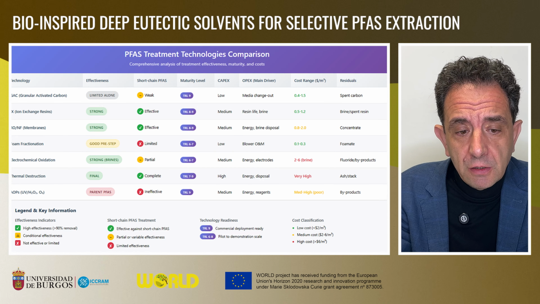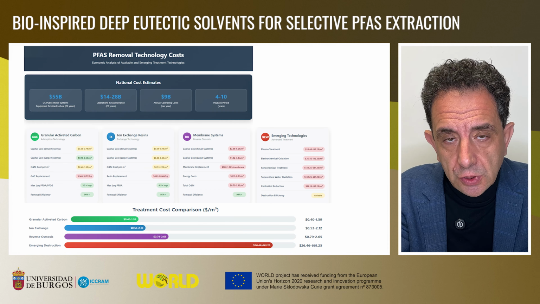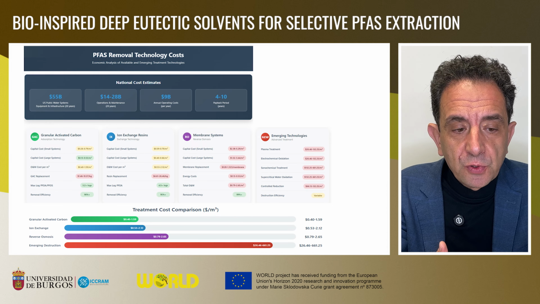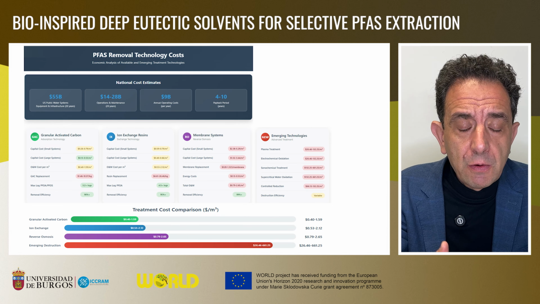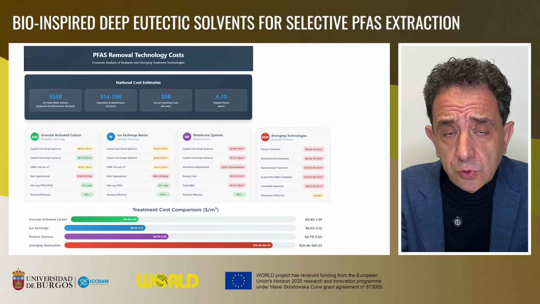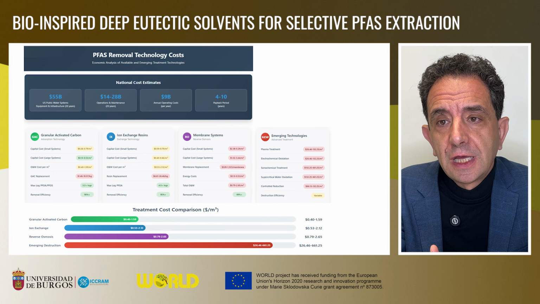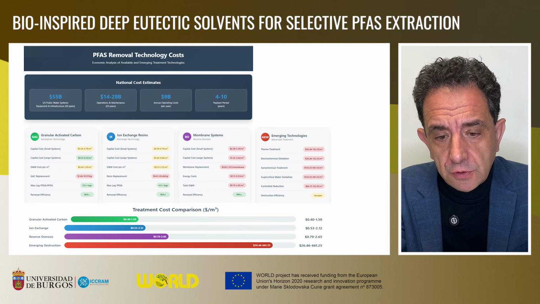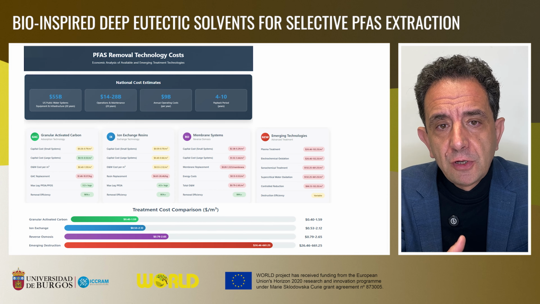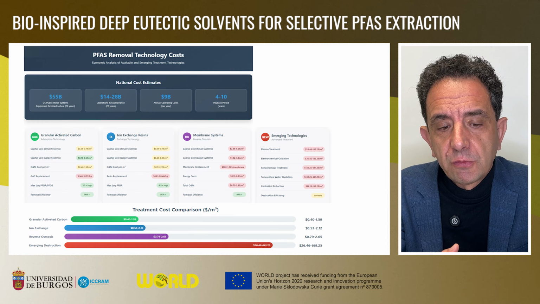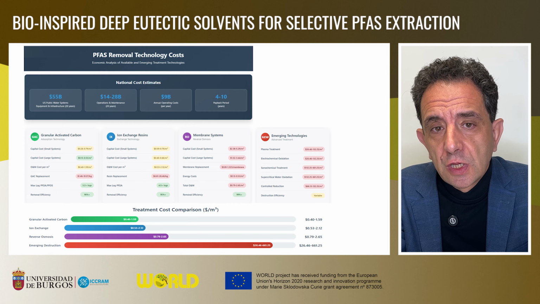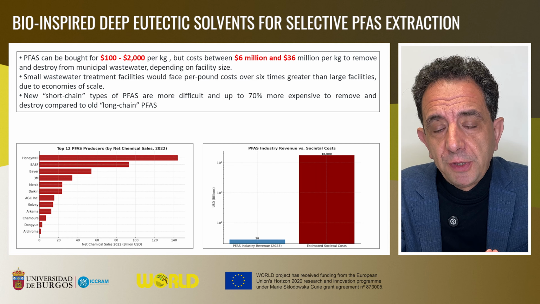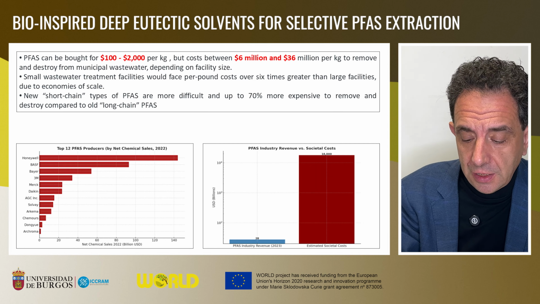The main problem of these technologies is the cost. We must have in mind that a kilogram of PFAS, when it is produced in a factory, may cost between 100 and 2,000 euros or dollars. But removing that kilogram from polluted water may cost several millions of dollars. So the main problem for developing this technology is the cost of the removal technologies, because the removal limits are very, very low. We have to go to nanograms or picograms per liter in many cases.